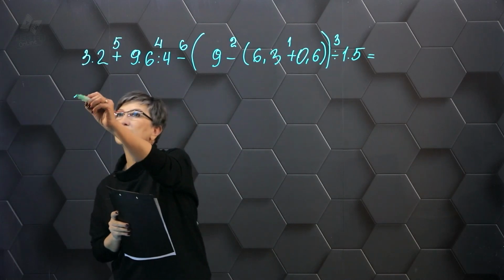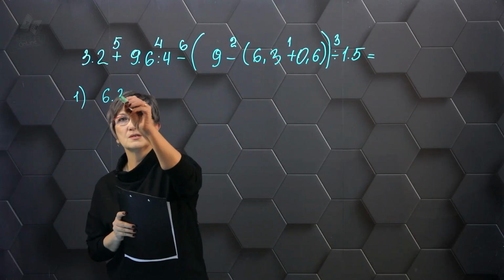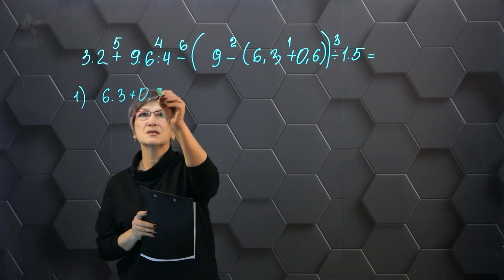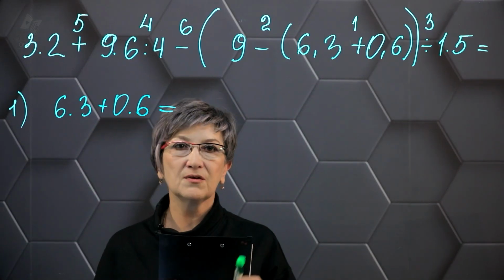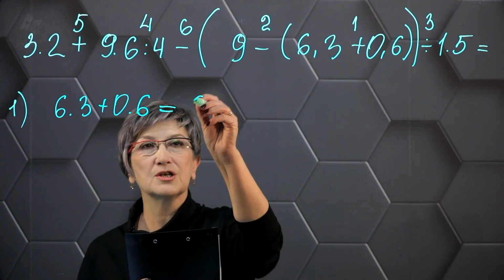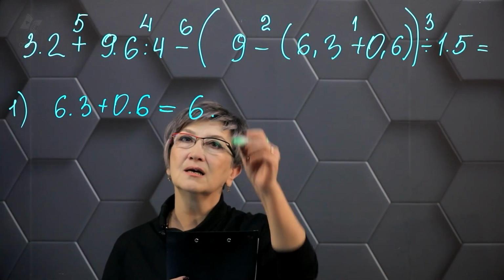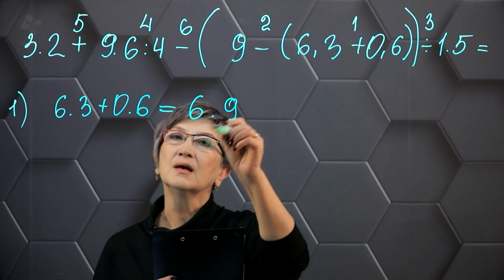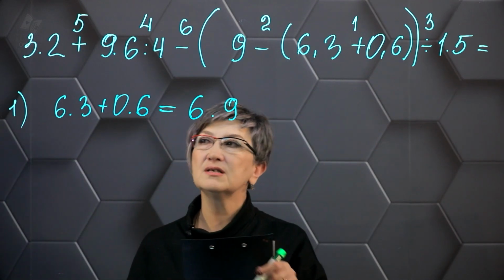And let's start solving. The first step, we need to add 0.3 to 6.3. I will not write this action in a column, because it is very easy: to 6 integers add 0 integers, it will be 6 integers. And to 3 tenths add 6 tenths, you get 9 tenths. So, the result of this action is 6.9.